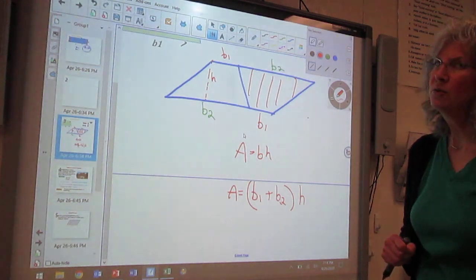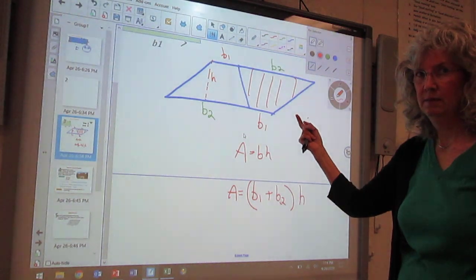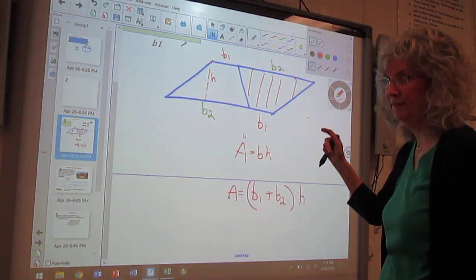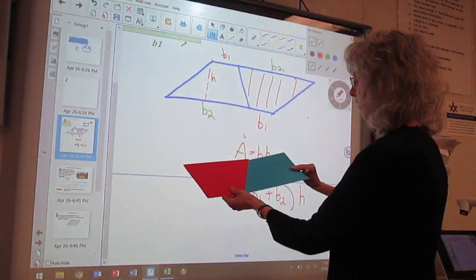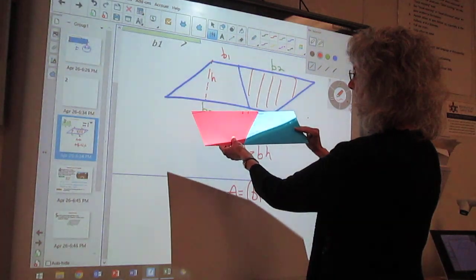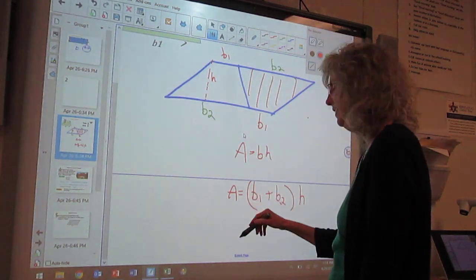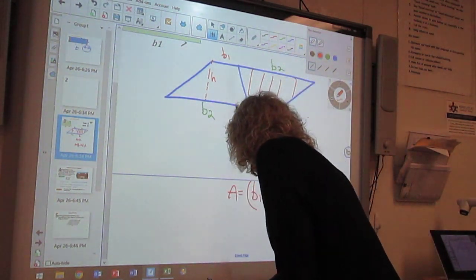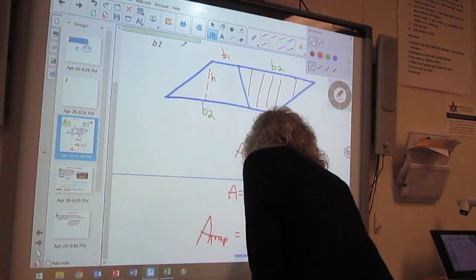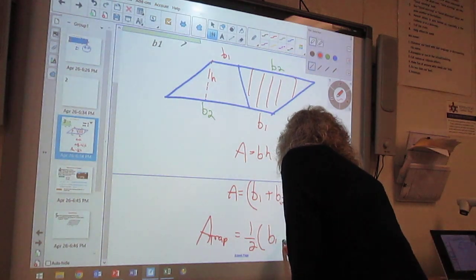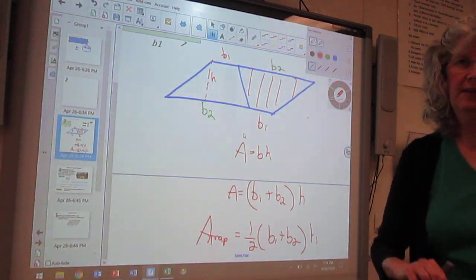But the area of the trapezoid isn't the area of that parallelogram. What is it? You're right, it's half of that, because we took two trapezoids and put them together. Remember? We took two trapezoids and we put them together. So the area of the trapezoid that we started out with is half of that. And that is where we get the area of the trapezoid.